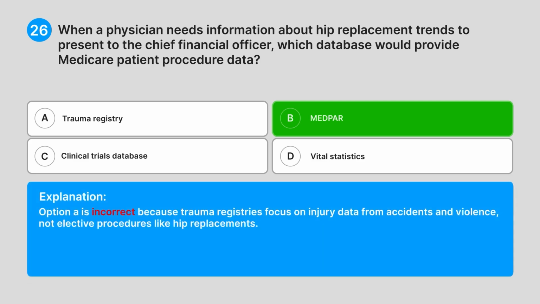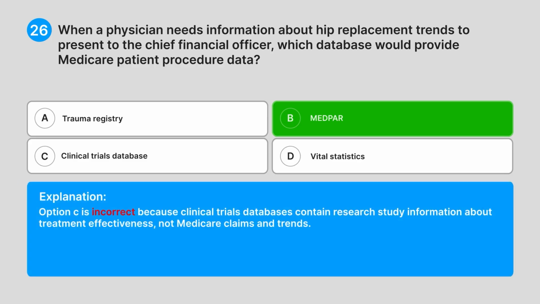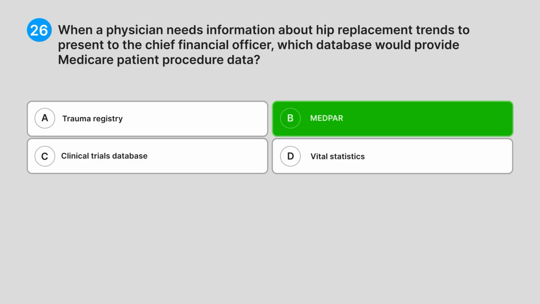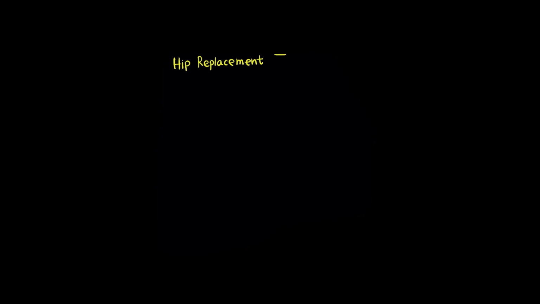Option A is incorrect because trauma registries focus on injury data from accidents and violence, not elective procedures like hip replacements. Option C is incorrect because clinical trials databases contain research study information about treatment effectiveness, not Medicare claims and trends. Option D is incorrect because vital statistics track births, deaths, marriages and divorces, not medical procedures or Medicare patient data. Healthcare databases serve specific analytical purposes for different stakeholders in the industry.